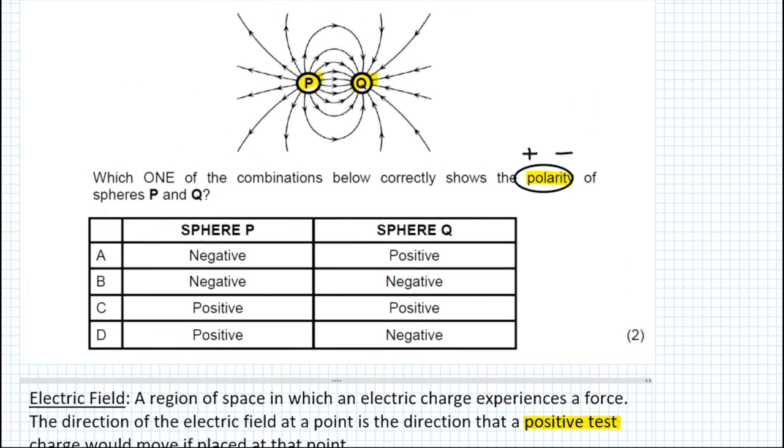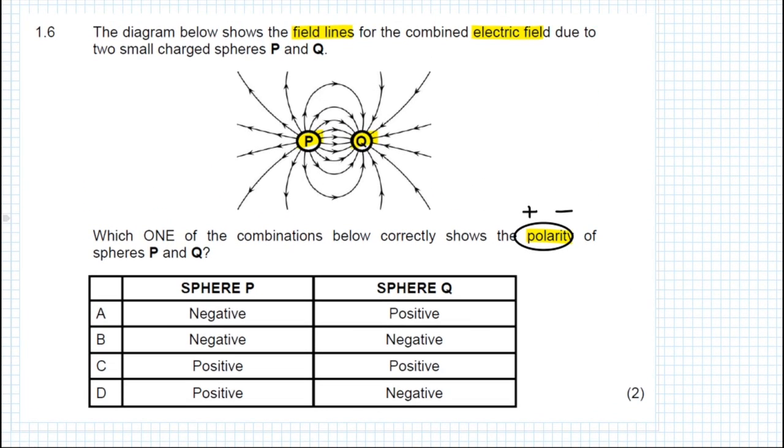So if we look at the field lines in the diagram, we see that the field lines are all pointing away from sphere P. That implies that sphere P is positively charged. If we look at sphere Q, we see that the field lines are all pointing towards sphere Q. Therefore, sphere Q is negatively charged. Now we look at the options.